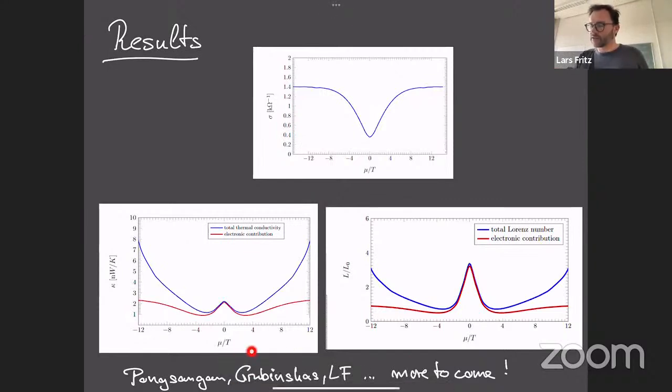Okay, so this is something that you can find on the archive, but at the moment we're also busy looking at various other quantities, like how does this work for bilayer graphene? Can we derive effective hydrodynamic equations? And many more questions. Okay, so I think with that, I'm at the end of my talk. I hope I got the timing right, and I'm happy to take questions.